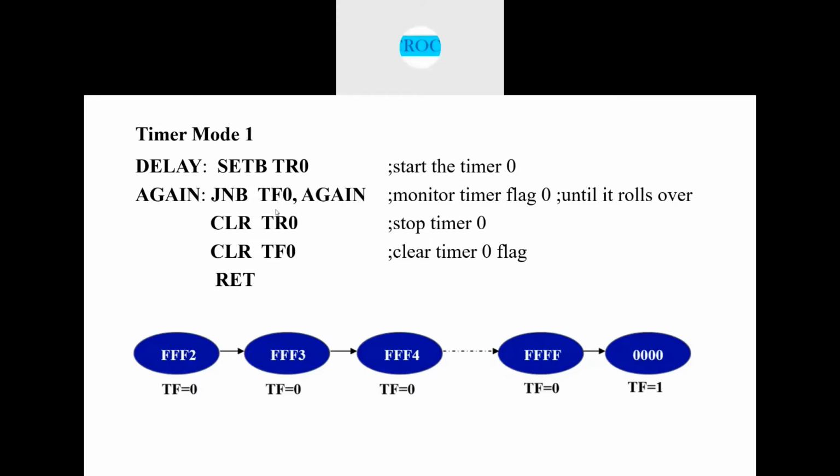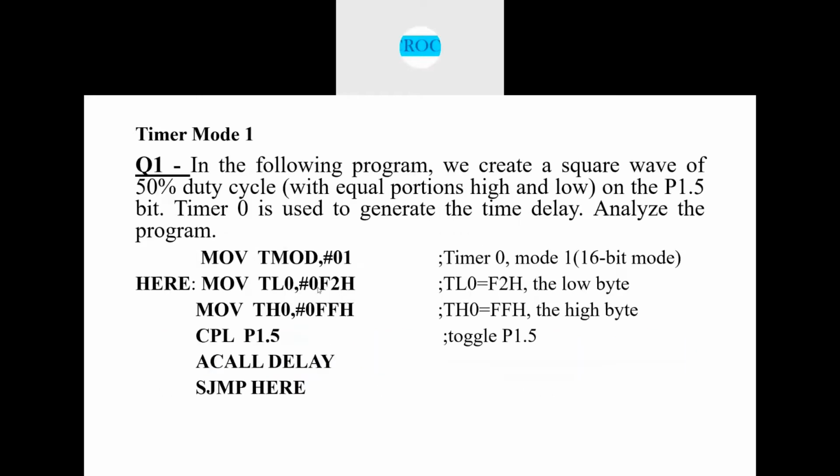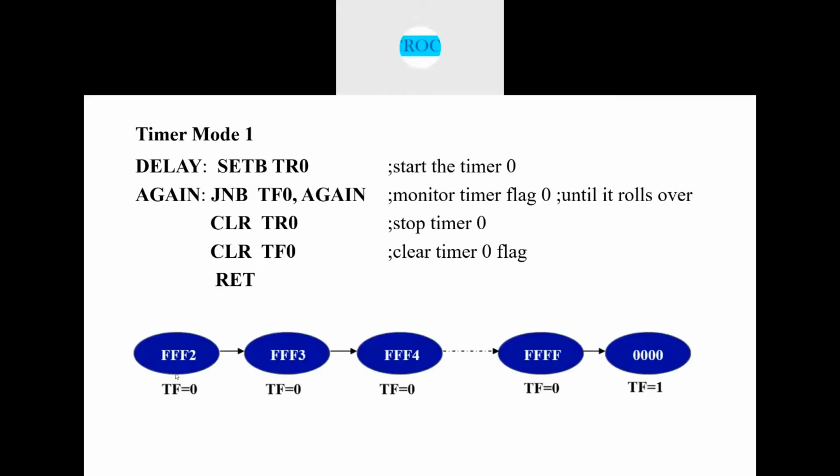Now what happens? The counter will keep on incrementing. You can see the initial value we had in this program: the higher byte is FFH, the lower byte is F2, so the initial count we have in the register is FFF2 there, right?